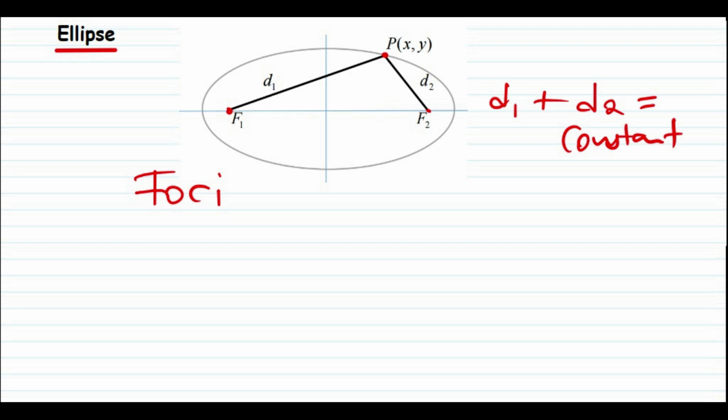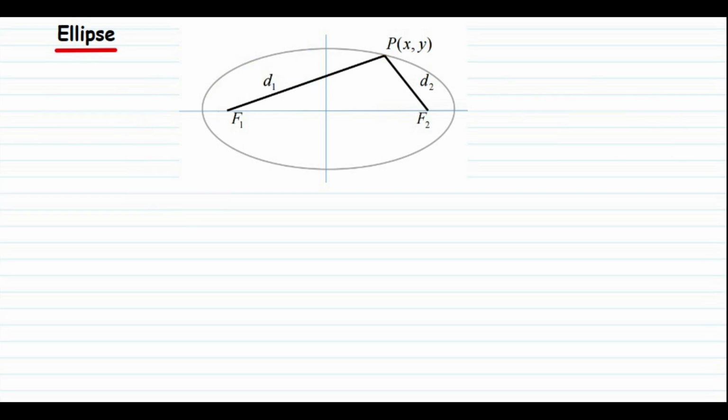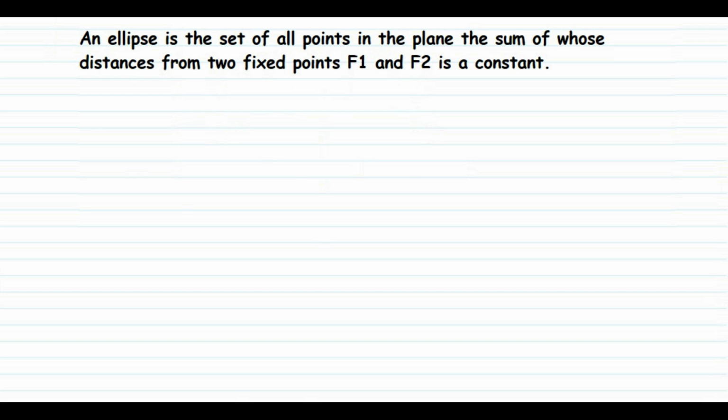So again, if we come up with another point, let's say this point, and then we measure to F1 and then measure to F2, by definition, that is also going to be a distance. If we call it D3 and D4, then D3 plus D4 would also be equal to the constant. That's basically what an ellipse is. So plainly, I've written down for you: a set of all points in the plane where the sum of the distances to the points F1 and F2 is a constant. This is another form of a definition: a set of all points in the plane, the sum of whose distances from 2 fixed points is a constant.